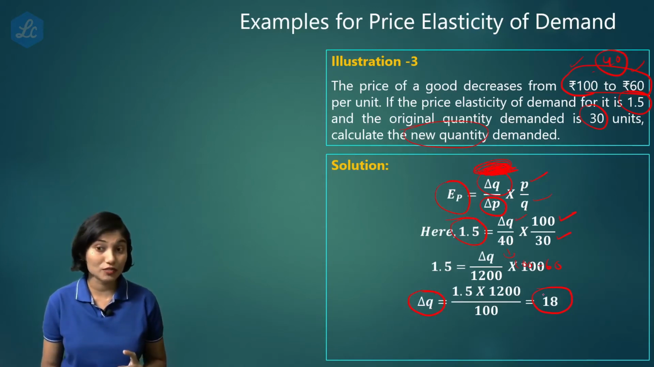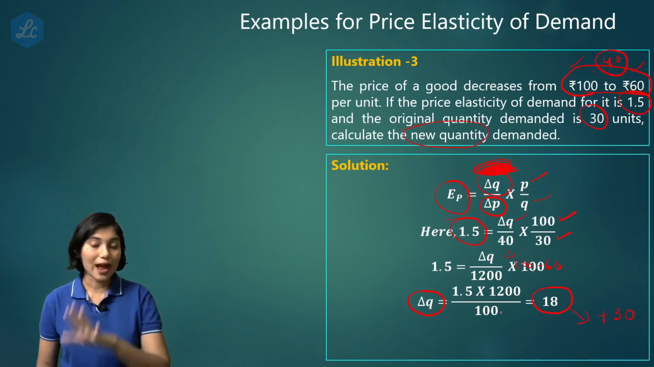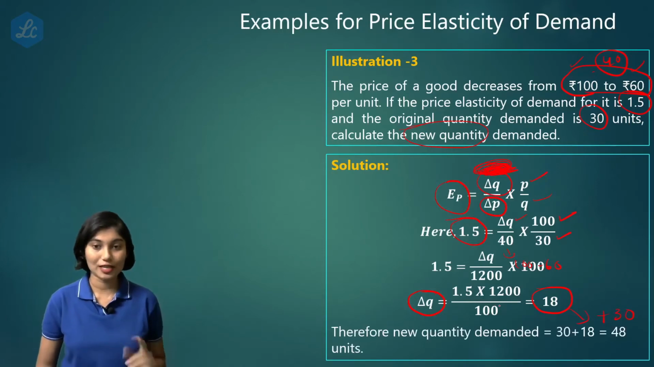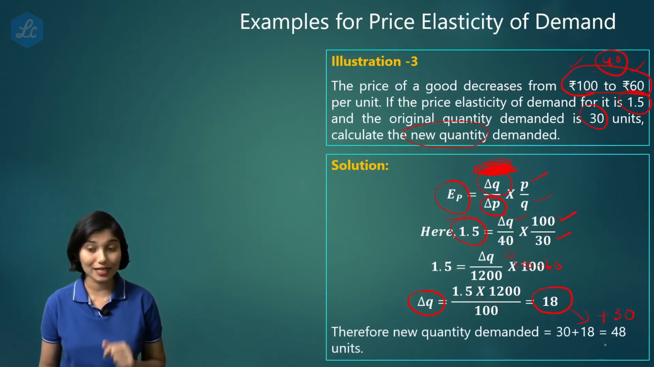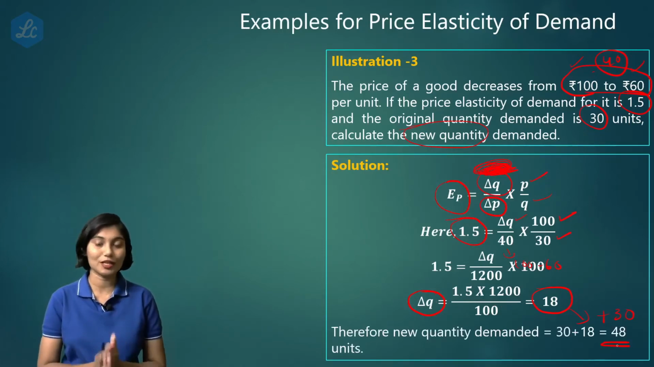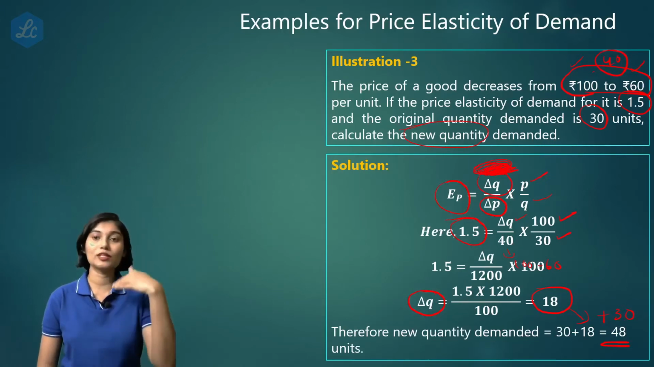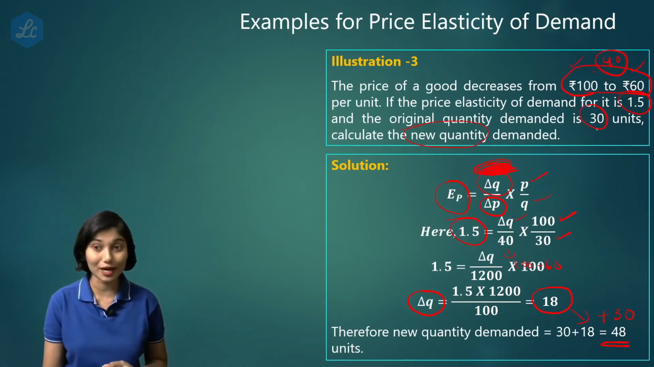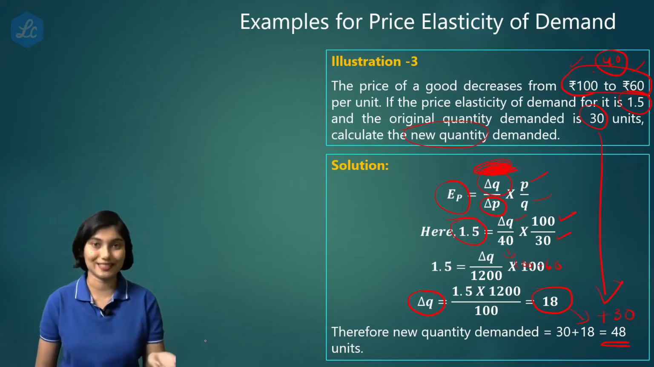And this is a positive change, remember. So what is the new quantity? Original quantity was 30, right? So if you add 30 to 18, you will get the new quantity. Yes. So that is why the new quantity is 30 plus 18, which is 48 units. Now what do you understand here? You can understand that when the price fell from 100 to 60, your quantity demanded increased from 30 to 48. Alright.